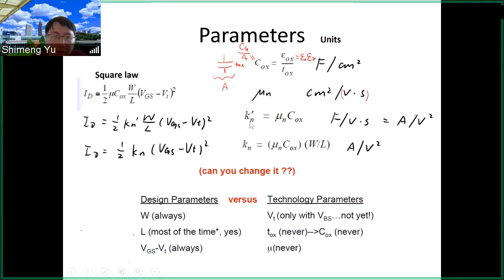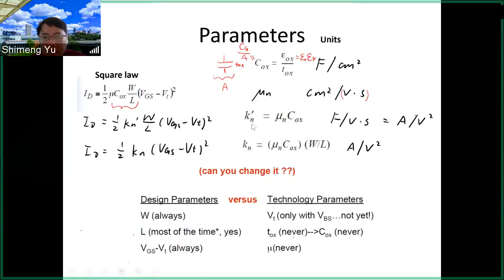So here we can define the mu n CoX as a Kn prime. So when you look at the reference book, the Sedra Smith, sometimes they are going to use the Kn prime to represent the mu n CoX. One step further, if you further include the W over L, then you can use a Kn to represent this mu n CoX W over L. So basically all the coefficients in front of the voltage, you can use Kn.